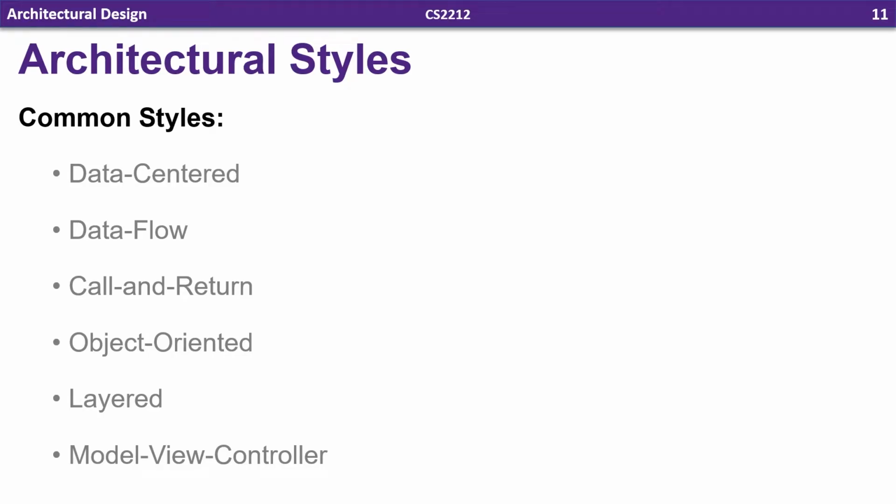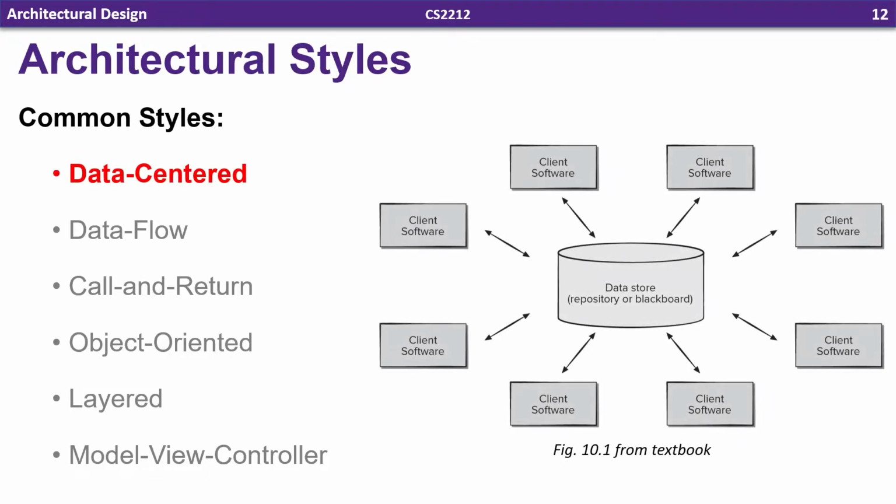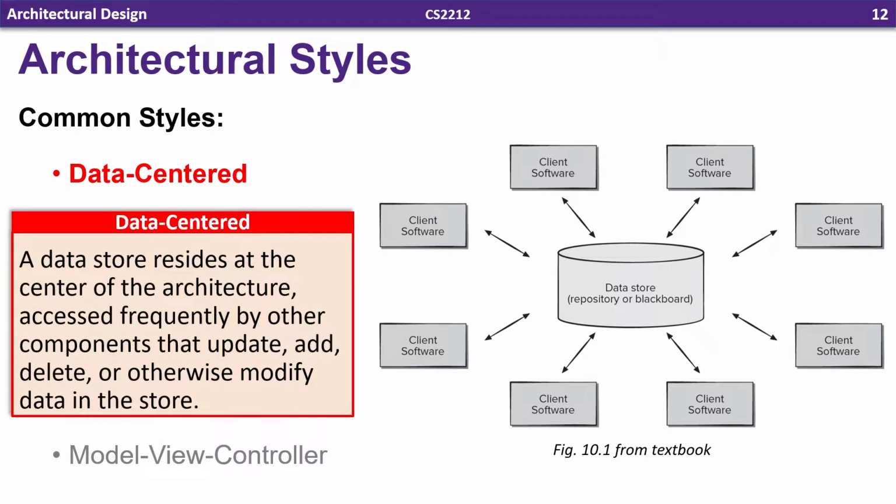We'll now take a look at a few common software architectural styles. These tend to cover most software systems you'll encounter, but there are, of course, many other styles, with many more being created every day. The first is the data-centered style. In the data-centered style, a data store resides at the center of the architecture. This could be a database or other kind of data store, such as a file system, repository, or a blackboard.